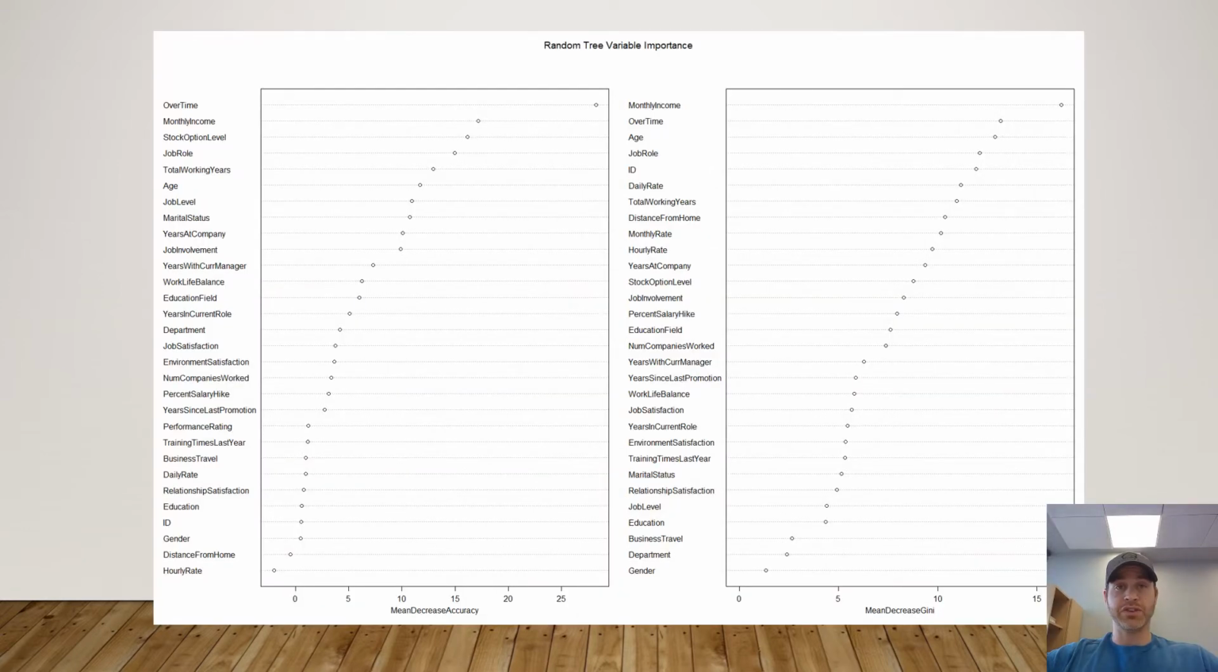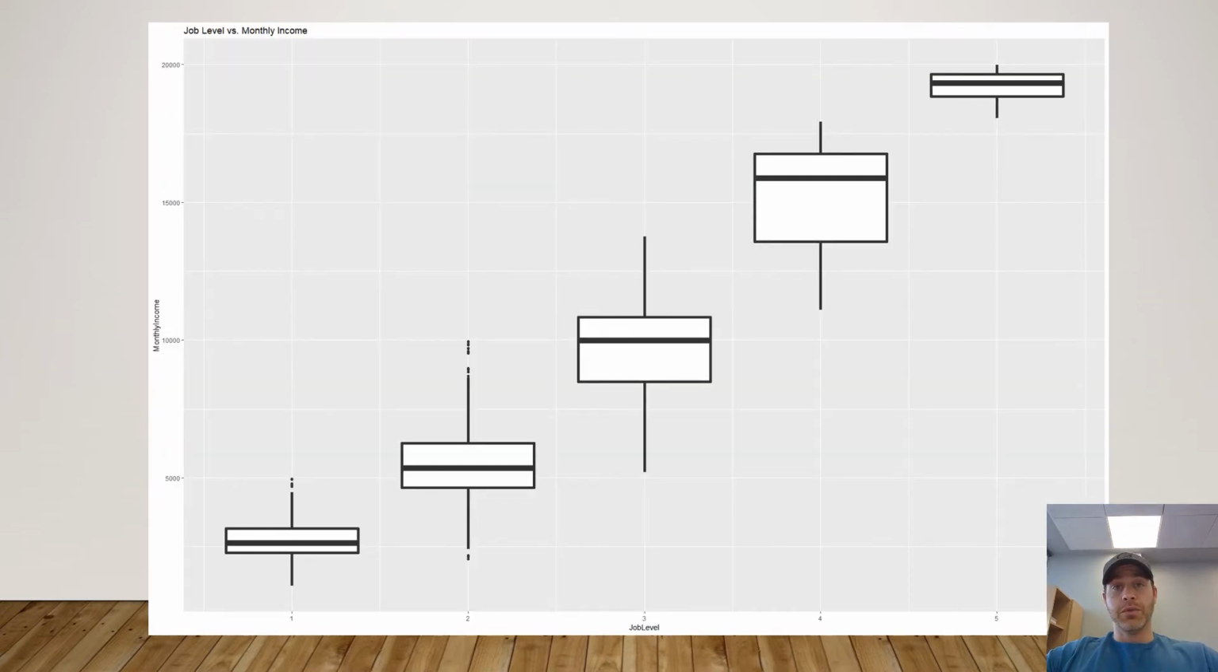For our salary analysis, we've created another random forest to show some of the more important variables such as job role and age we'll need for our predictive analysis. Moving on, we've created a box plot showing the job level versus monthly income, and you can see that lower level employees versus higher level employees have the income distribution we would expect.